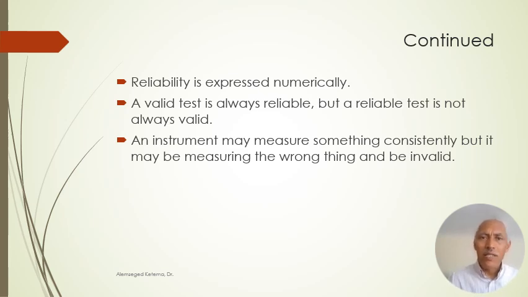But a reliable one is not necessarily valid. Just because it can give us the same results consistently, it doesn't mean the instrument itself is valid. It doesn't mean the instrument is, for example, addressing all aspects of the study area. Or it doesn't mean that the questions in the instrument are all related to the topic of your study. Okay? So the fact that it consistently gives you the same results doesn't mean it will be valid. But the other way is true. A valid instrument is mostly reliable. So an instrument may measure something consistently, but it may be measuring the wrong thing and therefore be invalid.